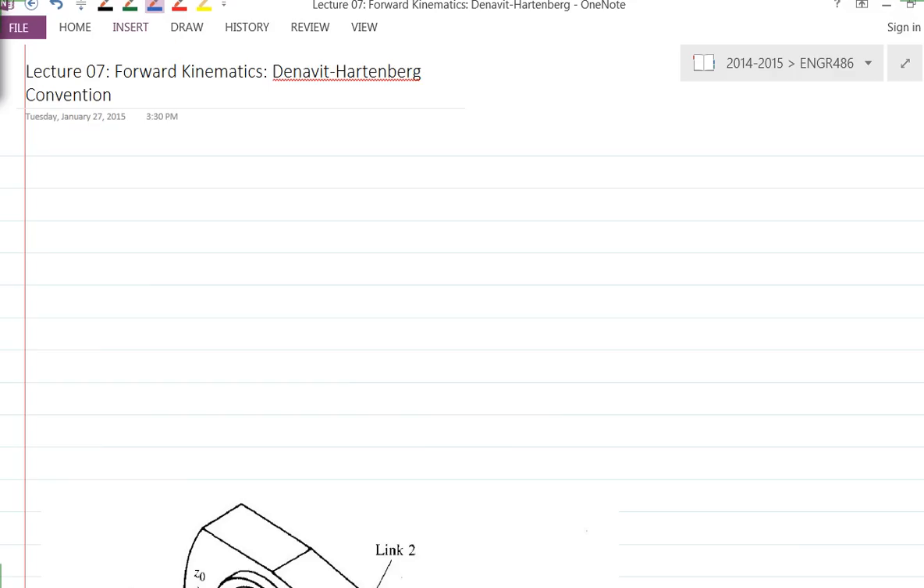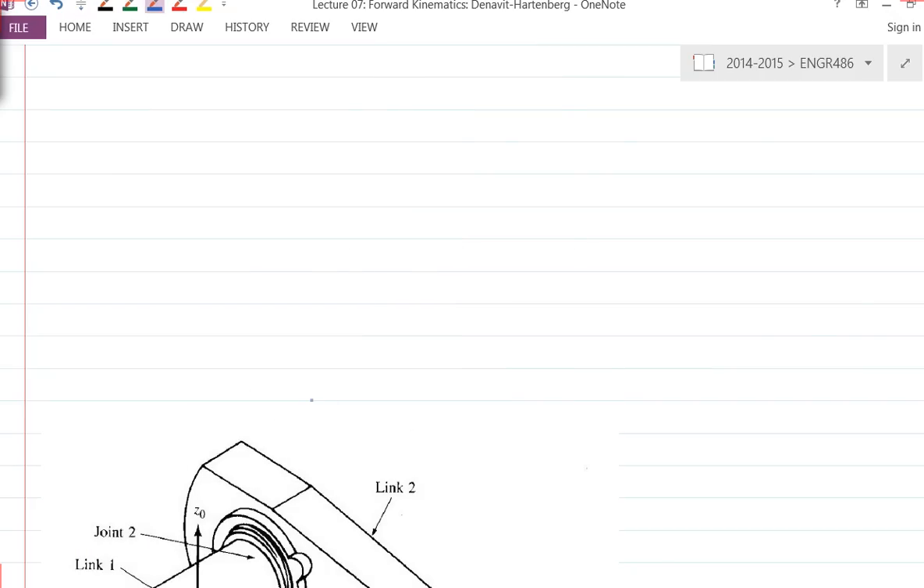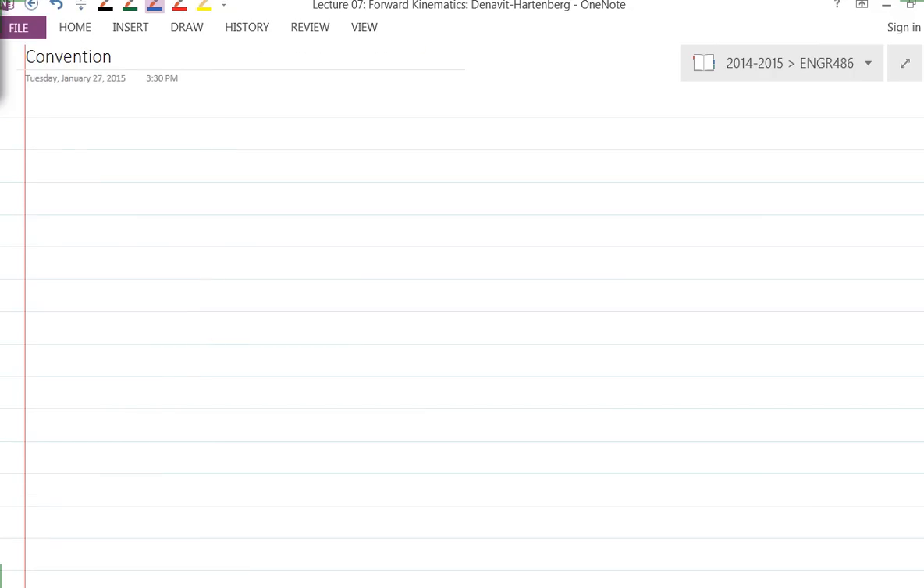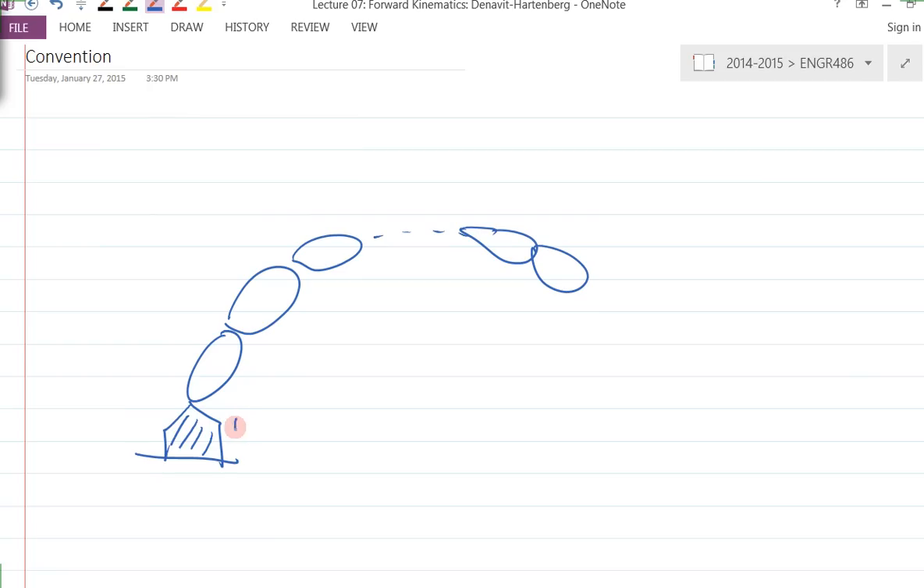We're dealing with multi-body robots. In most cases, you can represent a multi-body robot with different rigid bodies, and there might be a base somewhere over here. In this class, we're going to look at the open chain multi-body. For some robotic systems, you might have a closed chain.